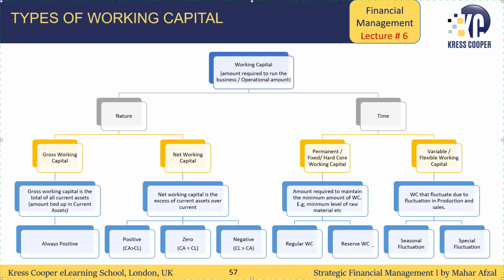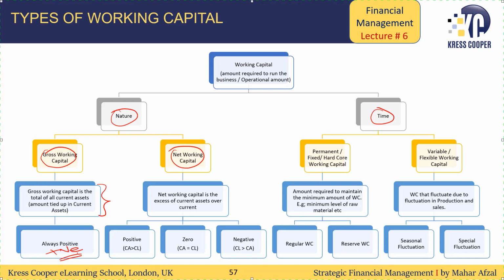The types of working capital can be classified based upon the nature and based upon the time. So far as types based upon the nature of working capital are concerned, there can be two types: gross working capital and net working capital. Gross working capital is the total value of the current assets of the business, and this number will always be positive. Net working capital is equal to current assets less current liabilities.